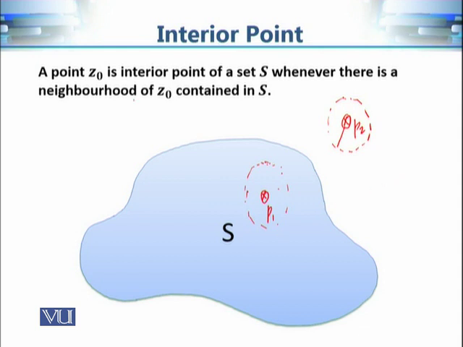In other words, if we are given a point Z0, then it is an interior point of the set S whenever there is a neighborhood of Z0 contained in S. We can also take the point to be as close to the boundary of S as possible, but still we will be able to find a very small open disk with that point as center contained in the set S, and we can say that this point is an interior point of S. But if I take this point, even though the disk is very small, we are still able to find a disk which is not contained in S. So this point is not interior.